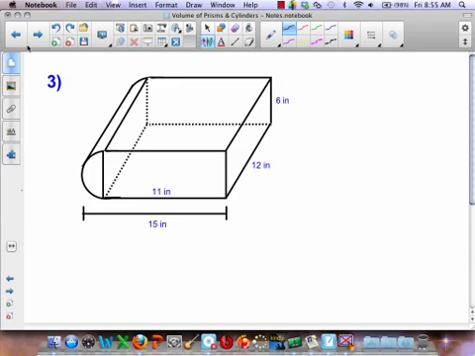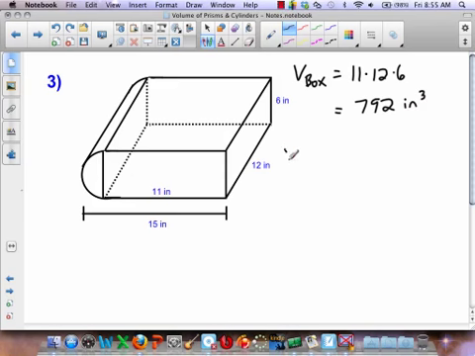How do you calculate the volume of a box? Length times width times height. Yep. So we look at our big box. It's length times width times height. So what is the volume of our box? 11 times 12 times 6. 792. Yes. And what should those units be?